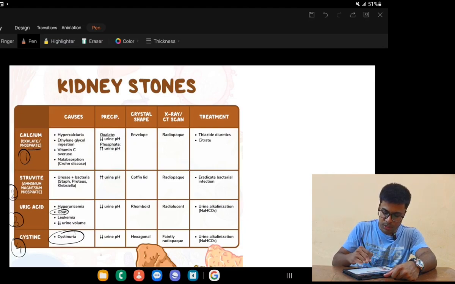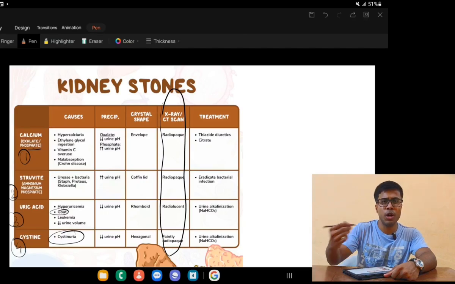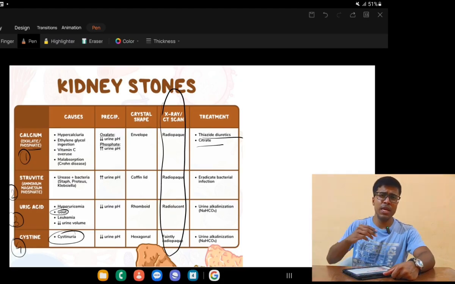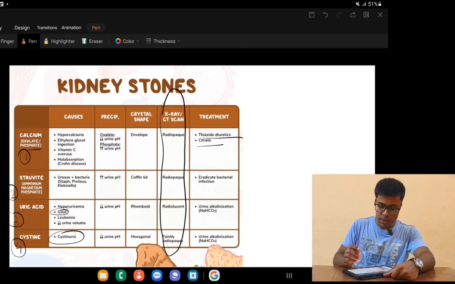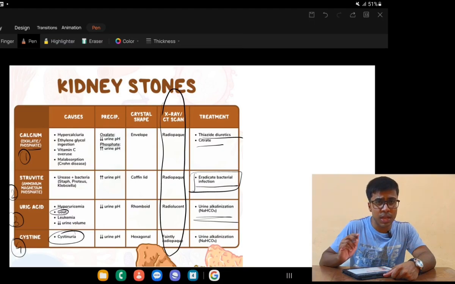Precipitation, this question is really asked. Questions can be asked from this as a one-liner: which are radiopaque or radiolucent, and the treatment. For calcium stones, we use thiazide diuretics or citrate to prevent stone formation. For struvite, we have to eradicate bacteria by treating the infection with antibiotics. For uric acid, we use sodium bicarbonate for urine alkalization.